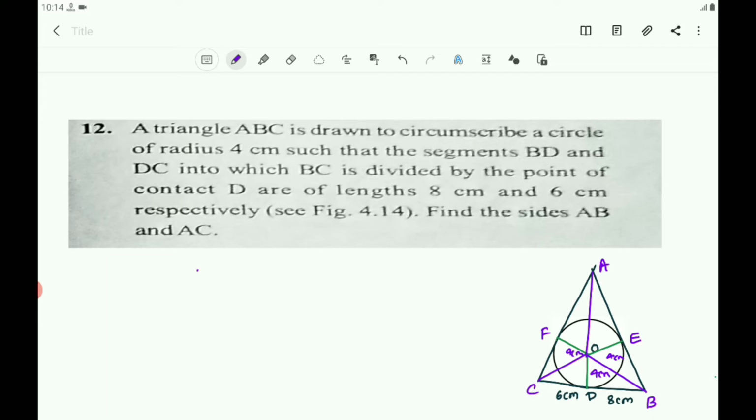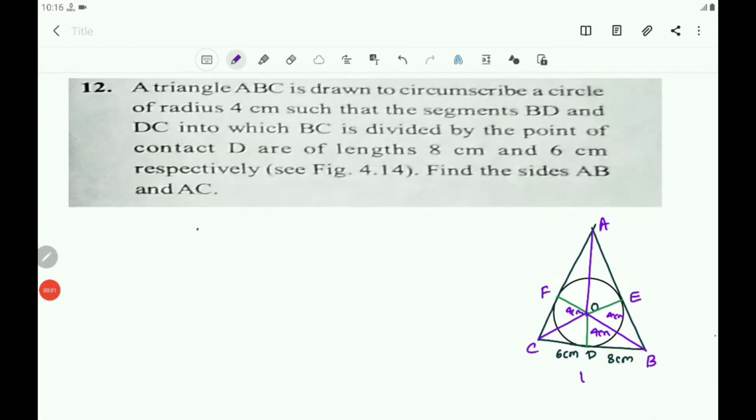In the figure, triangle ABC is there, circle is there. Circle with center O is circumscribed by the triangle ABC. The sides of the triangle ABC, AB, BC and CA are the tangents to the circle with points of contact E, D and F. D is a point of contact of the tangent BC, E is a point of contact of the tangent AB, and F is a point of contact of the tangent AC.